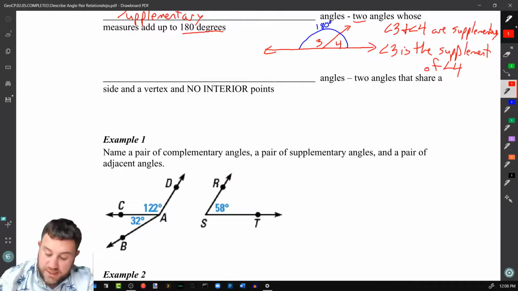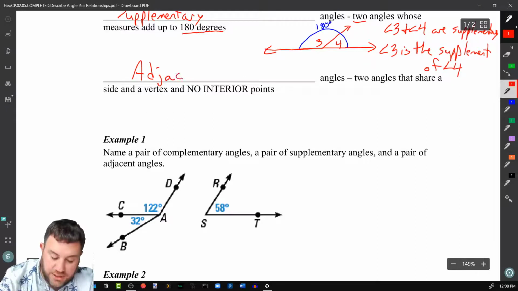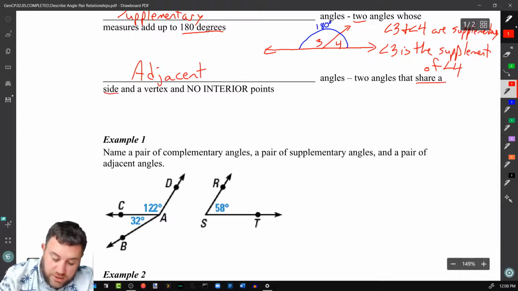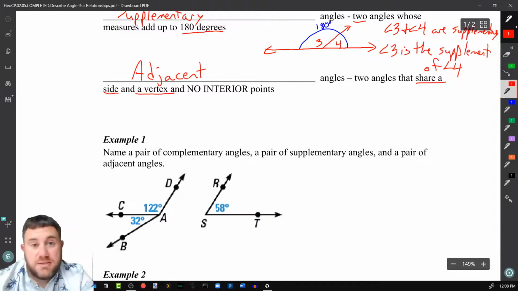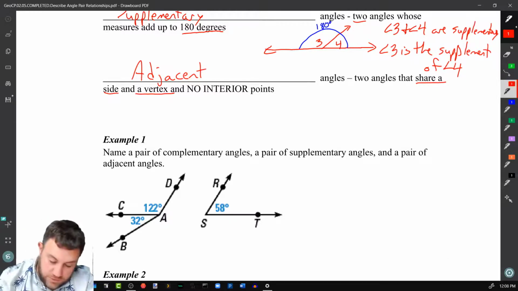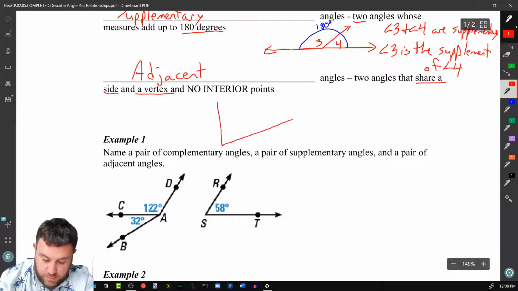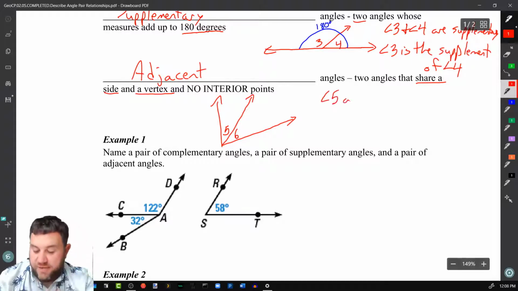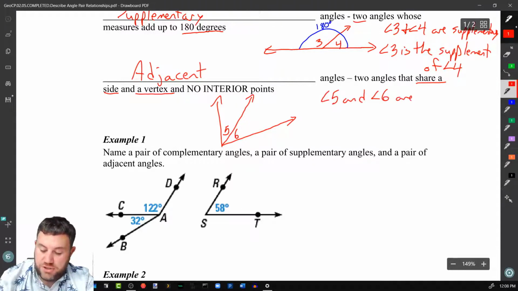All right, our next vocabulary word, this one may be brand new to you, and it's the word adjacent. Adjacent angles are angles that are next to each other. They share a side and a vertex, but they do not overlap. So if we looked at, okay, that'll be angle 5, that'll be angle 6. So angle 5 and angle 6 are adjacent.